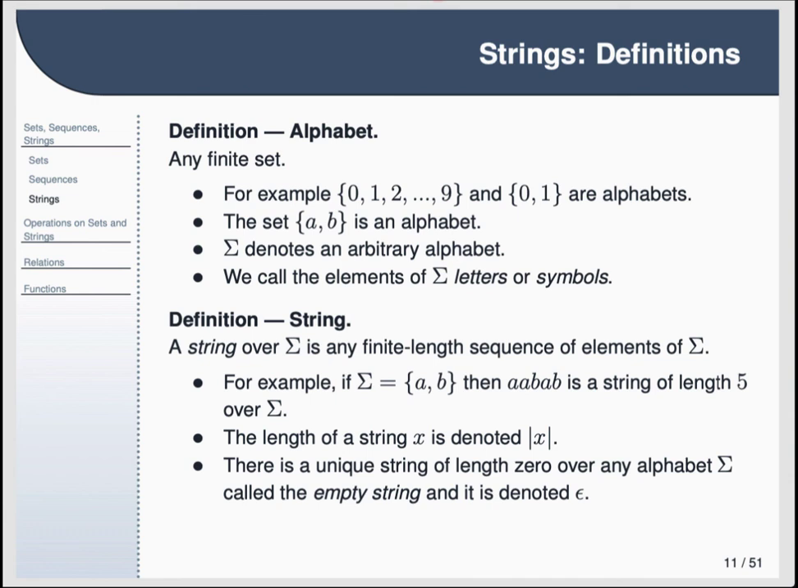Finally, there's a unique string of length 0 that we define over every alphabet sigma, and that's called the empty string. We denote it by this lowercase epsilon. You'll notice we're now using epsilon for two different things. And again, it's useful to understand through context which one we're talking about. However, we usually use a stylized, larger epsilon when we're talking about set inclusion, and this regular lowercase epsilon denotes the empty string.